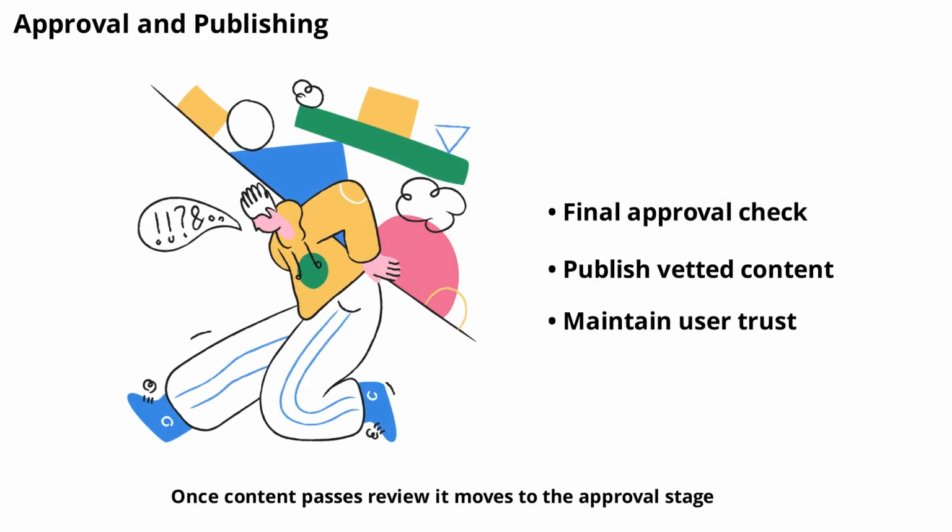Once content passes review, it moves to the approval stage. Approvers verify that all feedback has been addressed and the article meets standards. After final approval, the content is published and becomes accessible to users. This step is crucial for maintaining trust and ensuring only vetted information is shared.